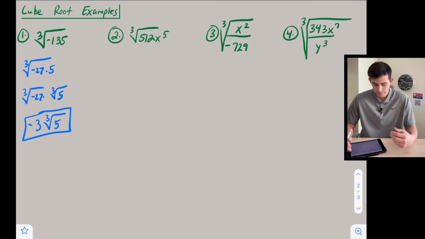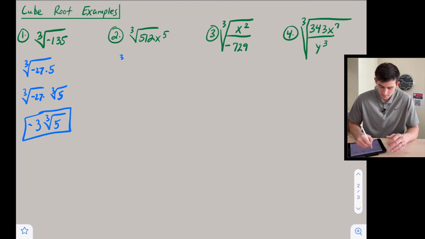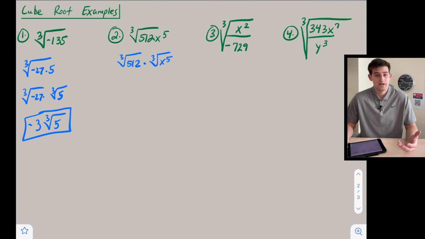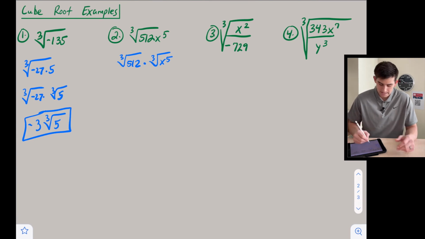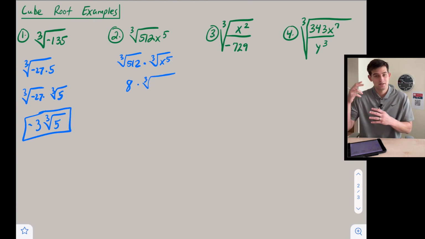All right, for number 2, we have the cube root of 512 x to the 5th. So we can separate this cube root of 512 times the cube root of x to the 5th. Cube root of 512, that's a perfect cube. That is 8 cubed. So this is equal to 8. And now let's separate this. And now instead of us trying to find x to the 2nd power to cancel, we need x to the 3rd power. That will cancel with a cube root.